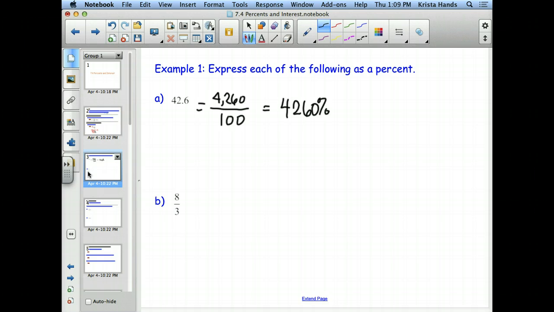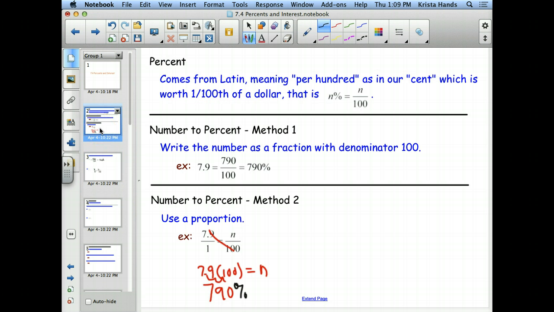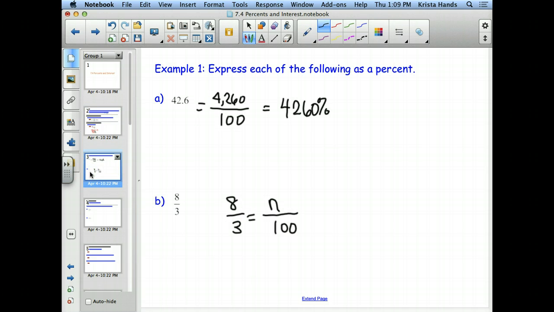I want to do part B in the other option, that method number 2 that I just showed you, because it's already in fractional form. So I can actually set this up as a fraction 8 over 3 to be equal to some n value over 100. That was method 2 over here, right? Set it up using a proportion. So if I set this up using a proportion, I can cross multiply. What will I have? Okay, 3n equals 800.